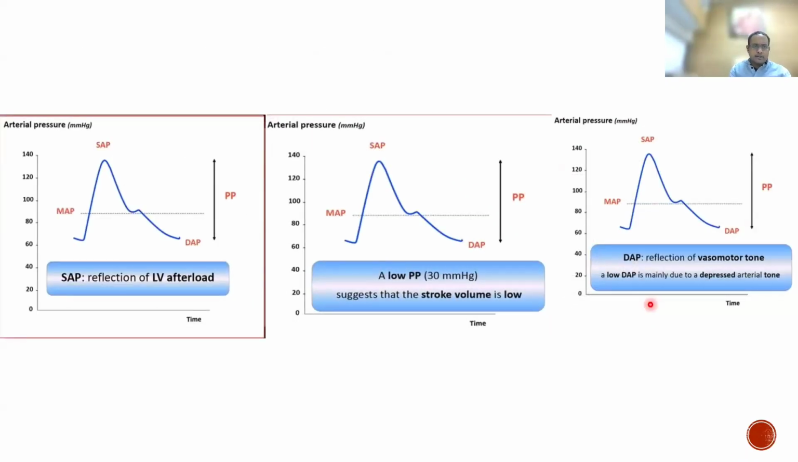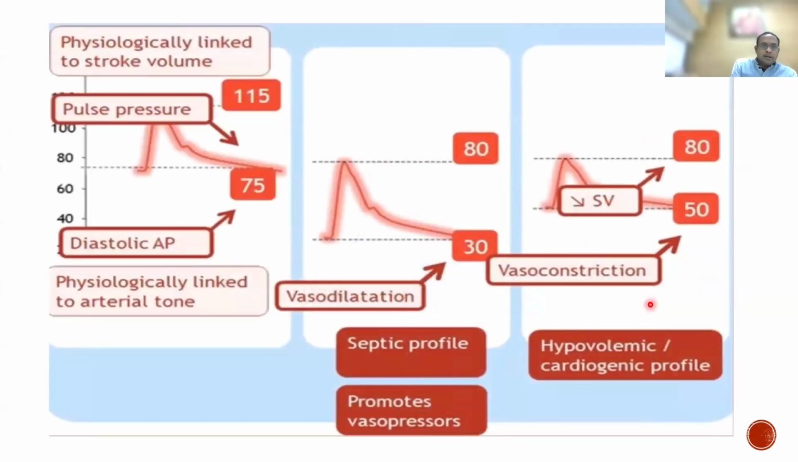So there are many interpretations. The systolic arterial pressure is a reflection of the LV afterload, and as we have discussed, low blood pressures suggest that the stroke volume is low, maybe the cardiac function is not good. Then the diastolic pressure is a reflection of the vasomotor tone. If the vasomotor tone is less, like in septic shock, in a vasodilatory state, then the diastolic runoff is very fast, while in vasoconstricted states, there is a shallow diastolic runoff.